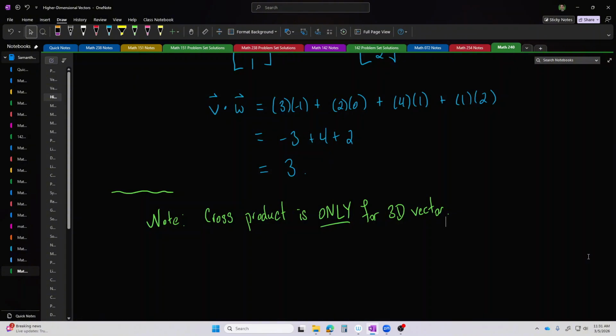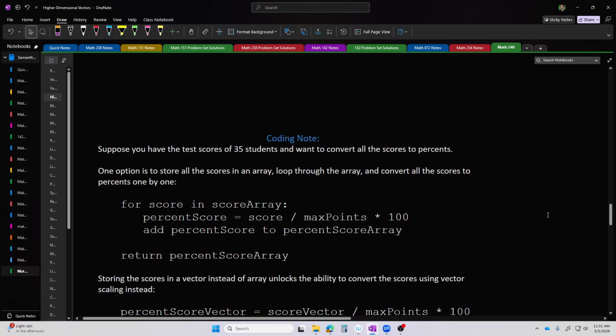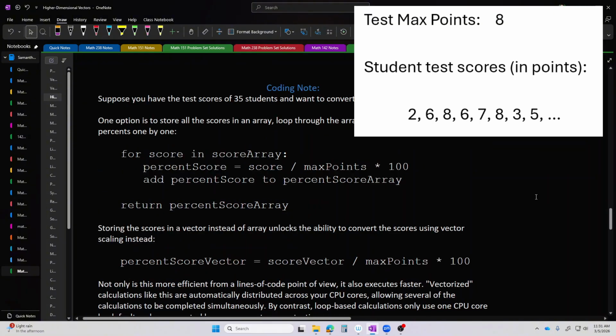Now, side quest, let's talk a little bit about vectors as a coding data structure in programming. And let's talk about one of the major advantages of vectors and the reason why we use them so much in a class like linear algebra. Imagine that I have the test scores of 35 students, and I want to take all of those test scores and convert them to percent scores so I can put them into the grade book.